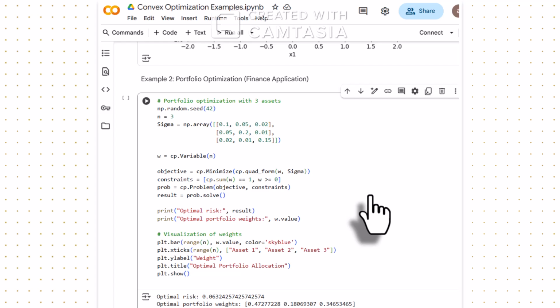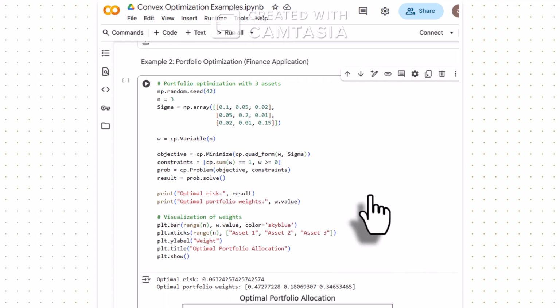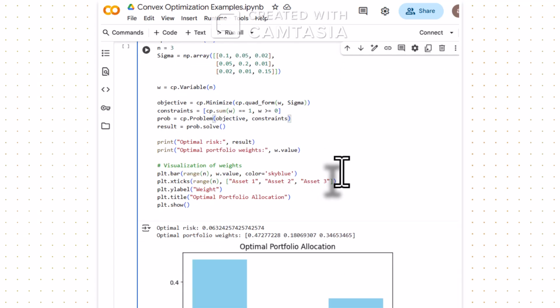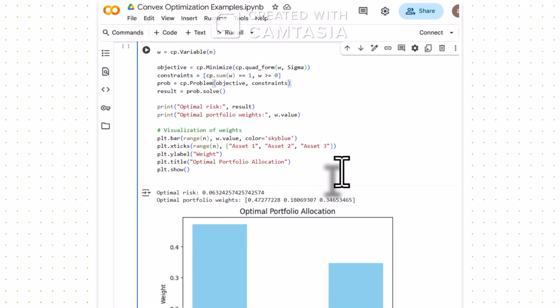It's portfolio optimization. The portfolio problem is set up with three assets, with risk, that means covariance matrix sigma, and then the object is a CP variable and represents portfolio weights of how much to invest in each asset. Similarly, the objective function is created because we want to minimize the risk, and then constraints are created. Then the problem is solved.